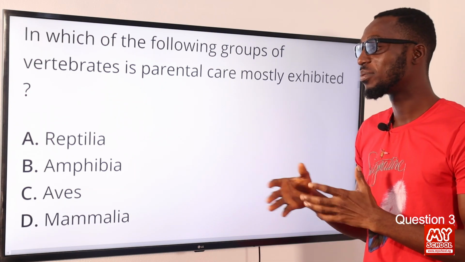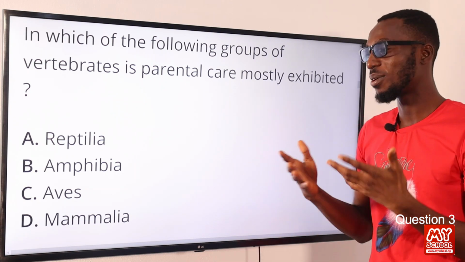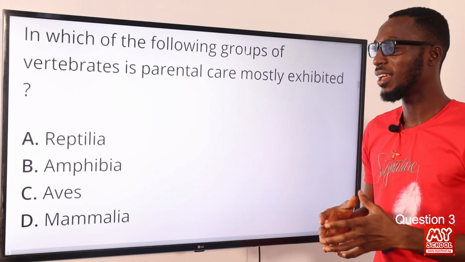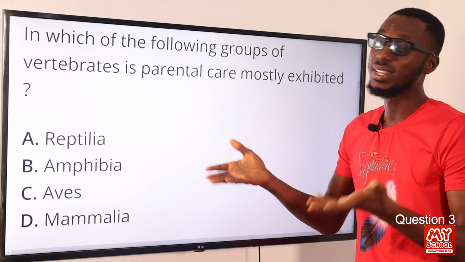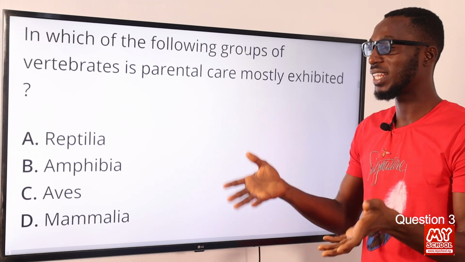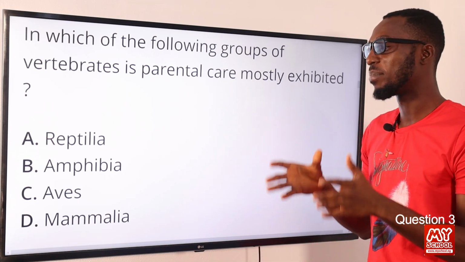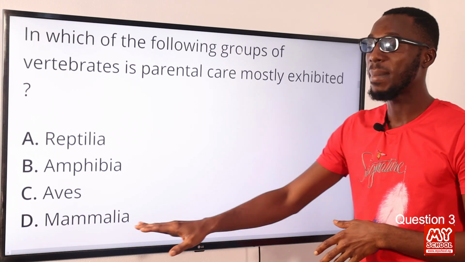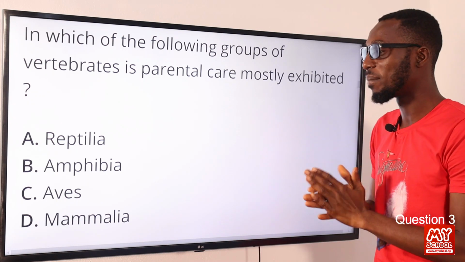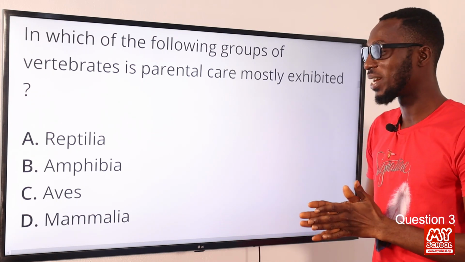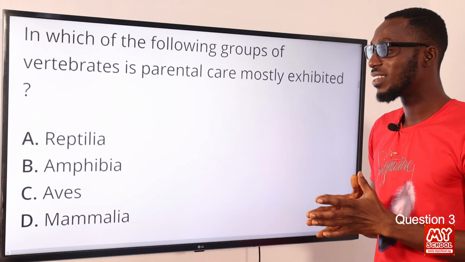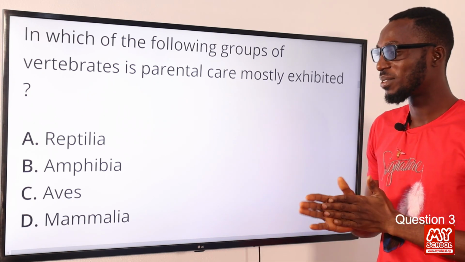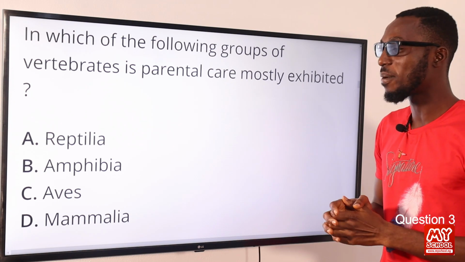Sometimes you even find the male babysitting the eggs or going out to source for food. At least for several weeks, the parents look after their young. But the mostly exhibited we are looking for is in mammals, mammalia. We are talking about humans like you and I. That's why we celebrate Father's Day, Mother's Day, and whatever day you want to add to it. So the correct option is option D for mammalia.